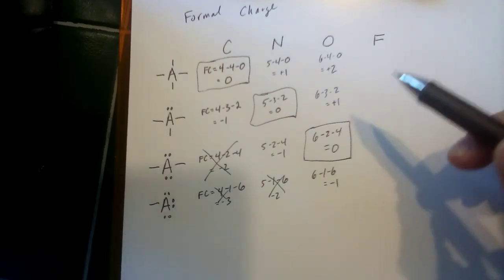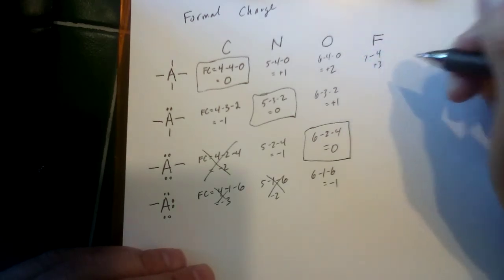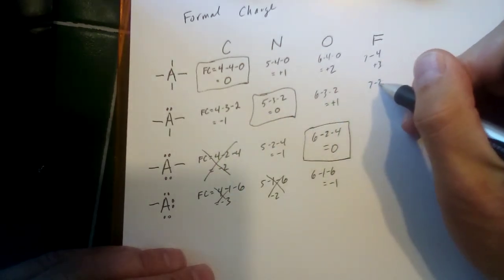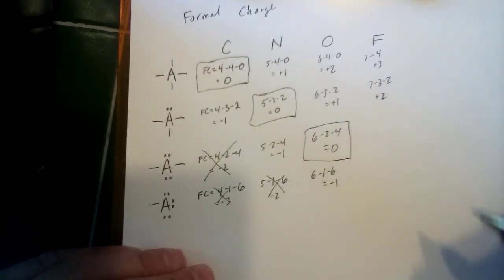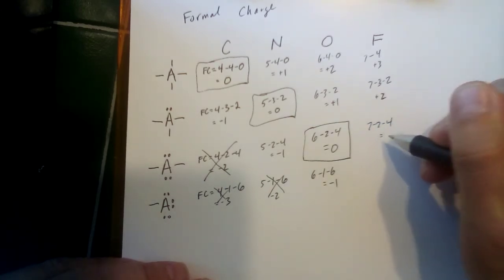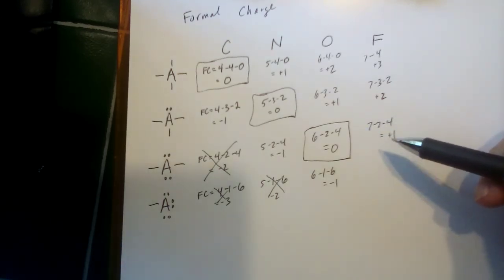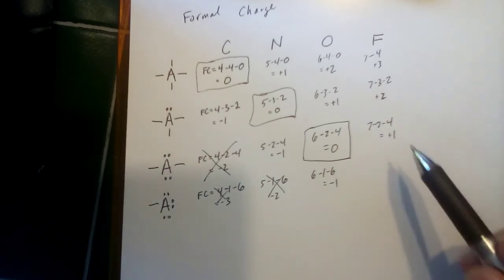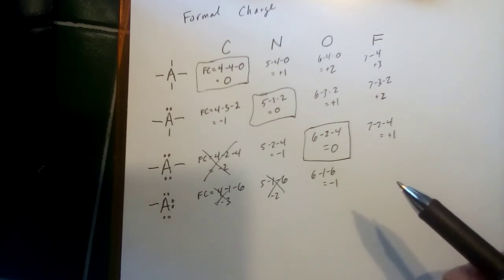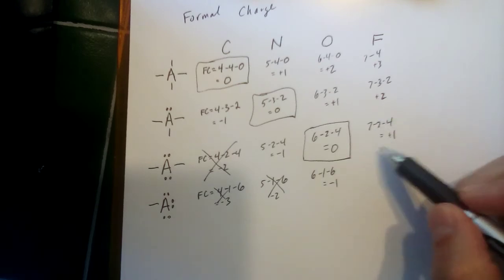Okay, fluorine, we switch to 7. So 7 minus 4, that's a +3. Okay, that's terrible. Don't ever do that to fluorine. 7 minus 3 minus 2, that's +2. That's also terrible. Don't ever do that to fluorine. 7 minus 2 minus 4, that's +1. Now, don't ever do that to fluorine, right? Fluorine, we said, is the most electronegative element there is. You cannot force fluorine to have a positive charge because there's no other element that can pull the electrons away from fluorine to make the fluorine be positive. So don't ever do this to fluorine.